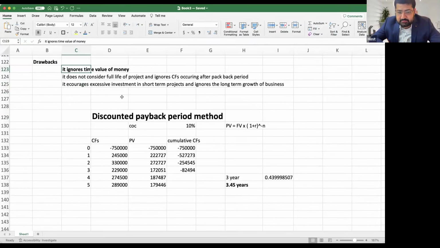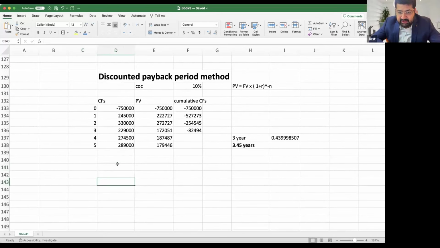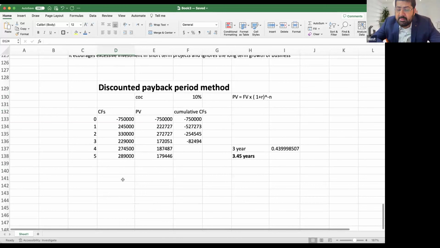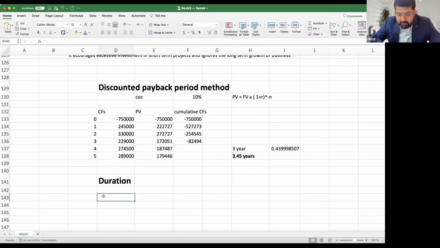Now, the next is, but still, it does not consider the life of the project and ignores cash flows. Here comes the duration. The concept of duration. What is duration? Duration is a new concept you have not studied before.